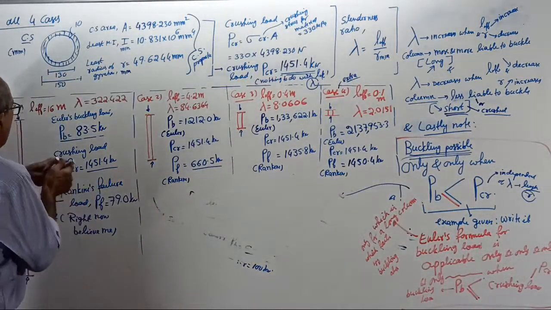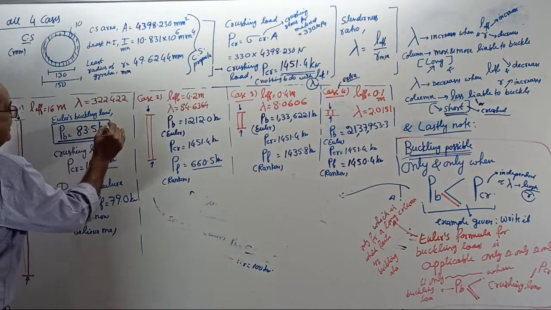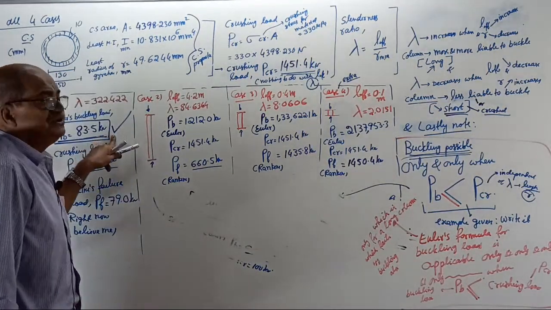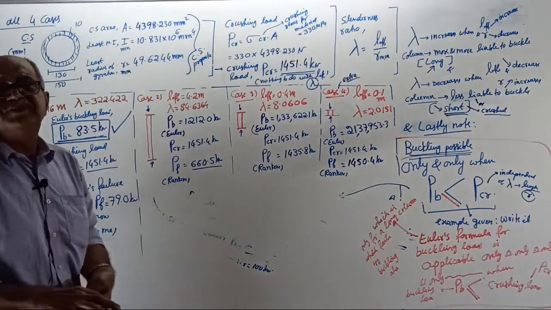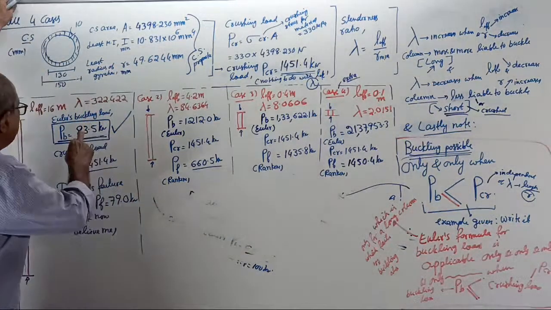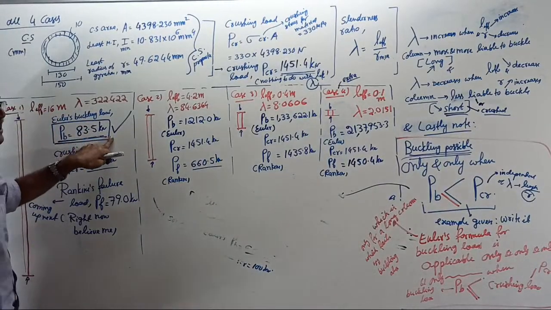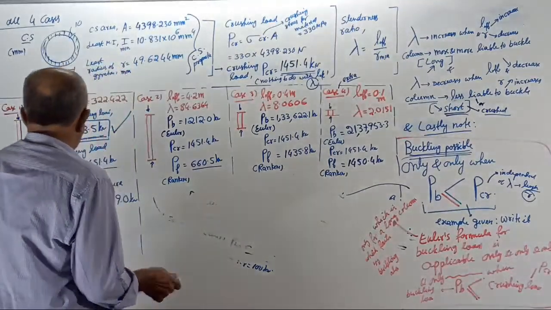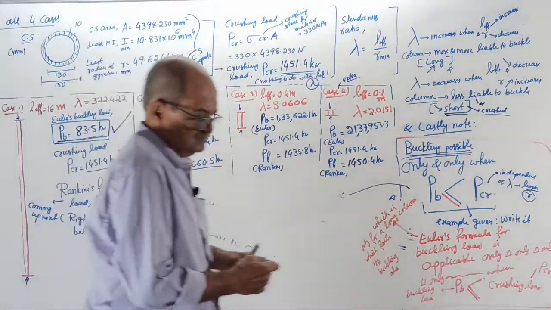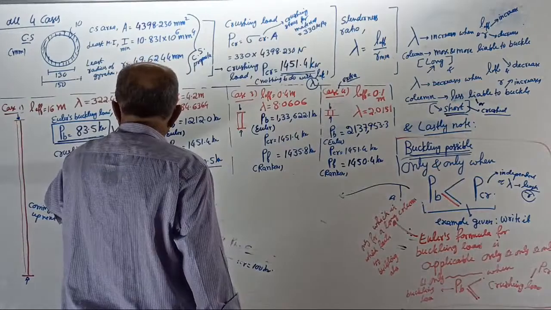So, for this column, Euler's buckling load 83.5 is justified or not justified? Or tell me, for this column there is a chance that buckling will take place first, and it will take place at 83.5 kilonewton. Euler will tell, is it justified or not justified? This is not possible. You write all those things later. Here, justified, not possible.